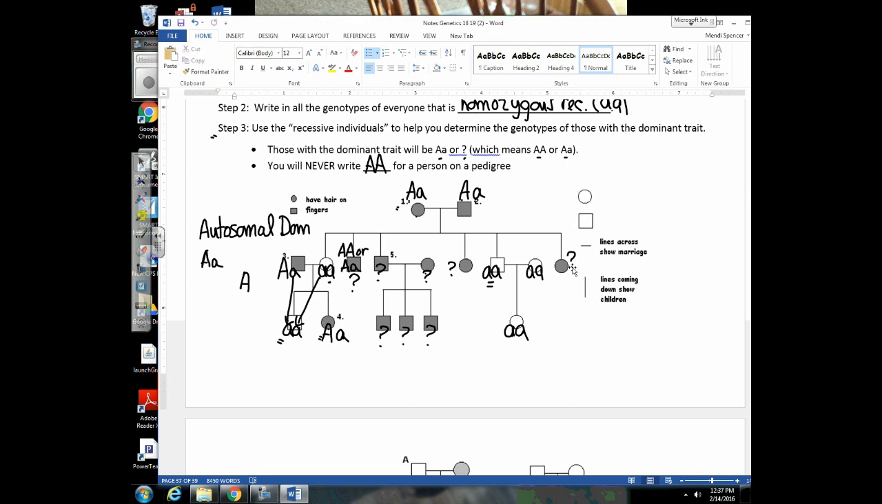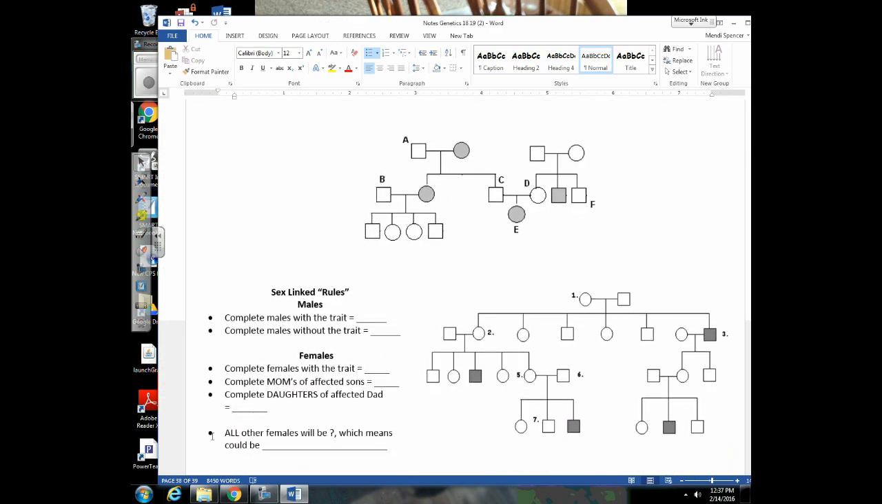Now let's do another example. And again, if you want to hit pause, try to figure out the inheritance pattern, and then determine the genotypes of all the individuals in that pedigree. And I'm going to use A's. If you want to use A's, you can come back and check your answer here in a second.